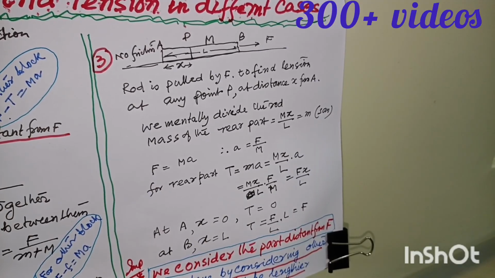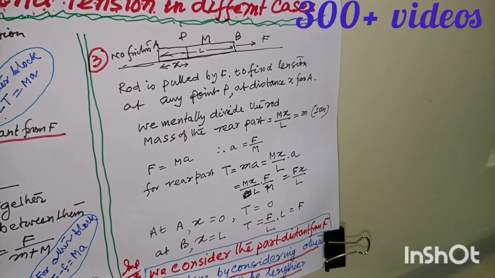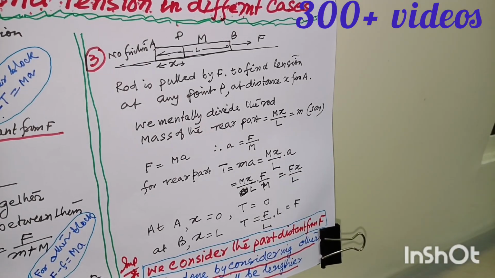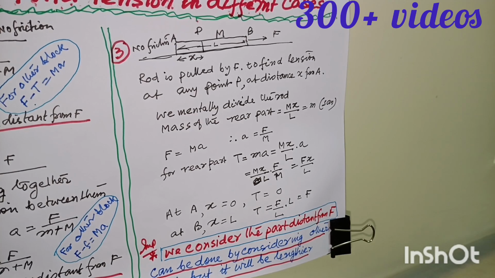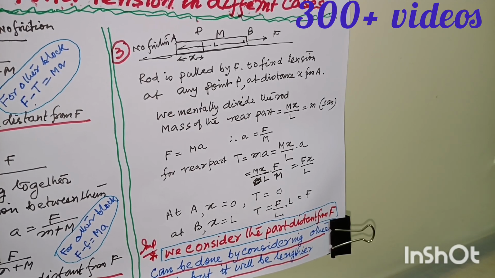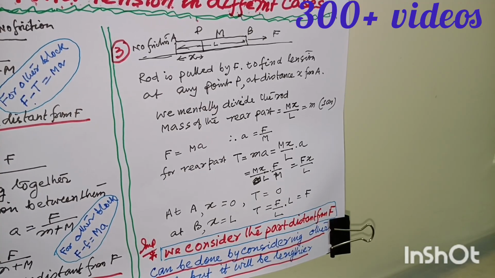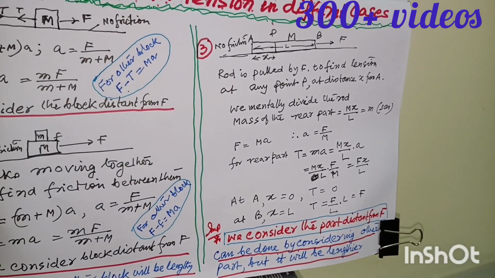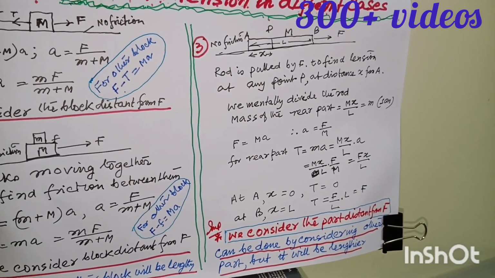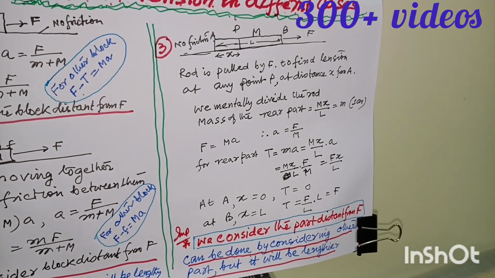And at the end B, x becomes L. So tension becomes F by L into L, means T equal to F. So that is the maximum tension. So in the rod, tension will be maximum at the B end and minimum, 0, at the A end, and in between the tension will be continuously increasing. And we have solved this problem the same way as we solved the problem of two blocks. So this is the principle I wanted to tell you.